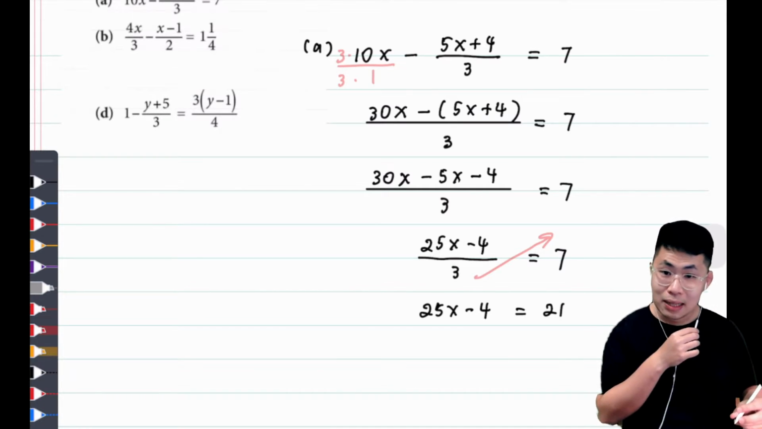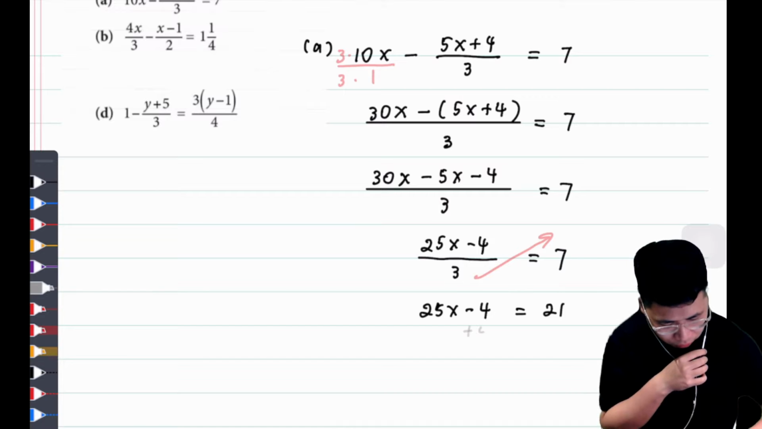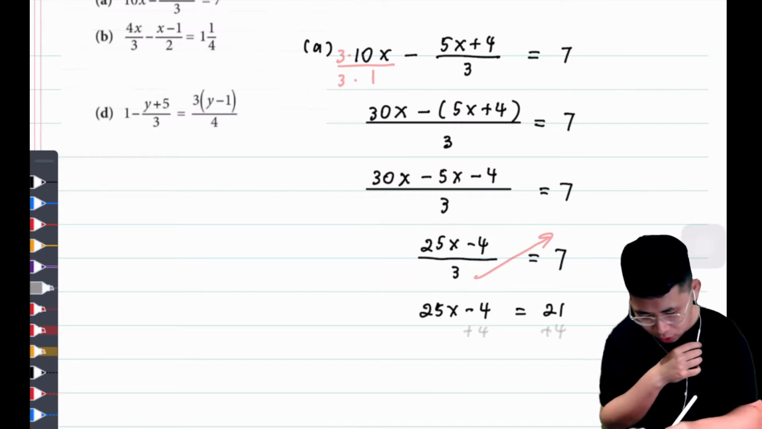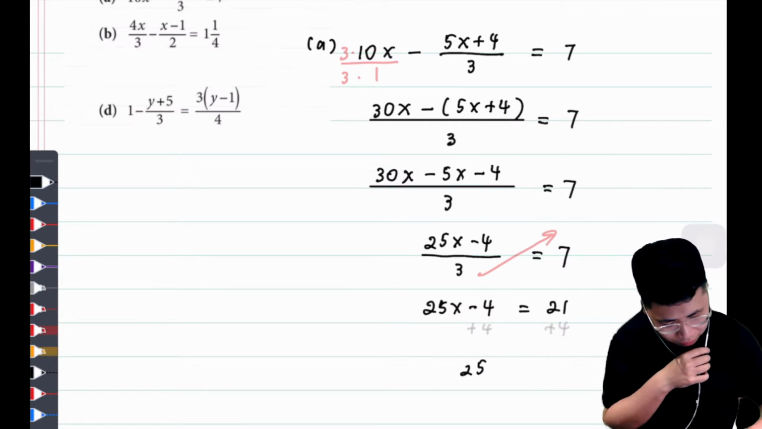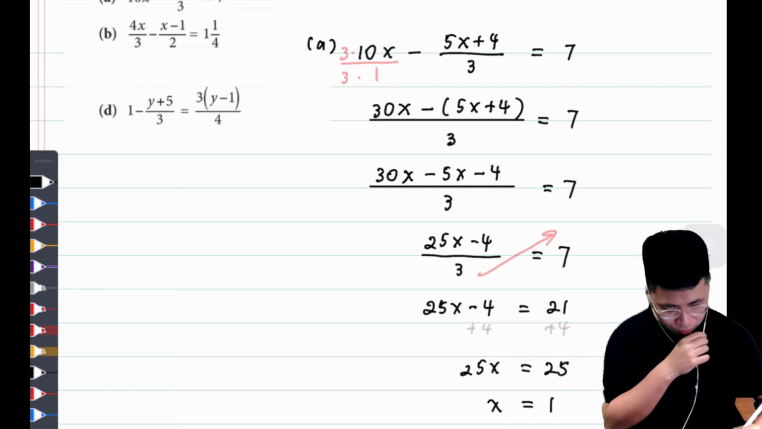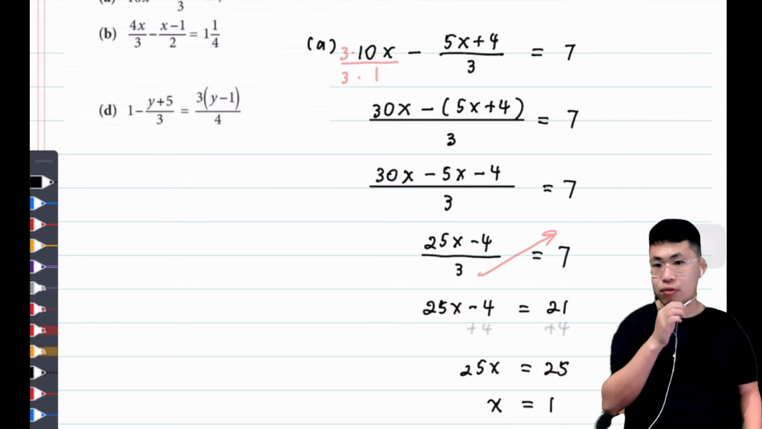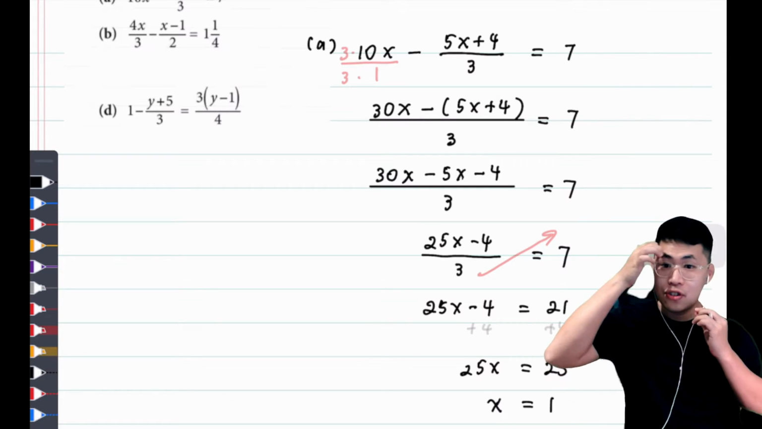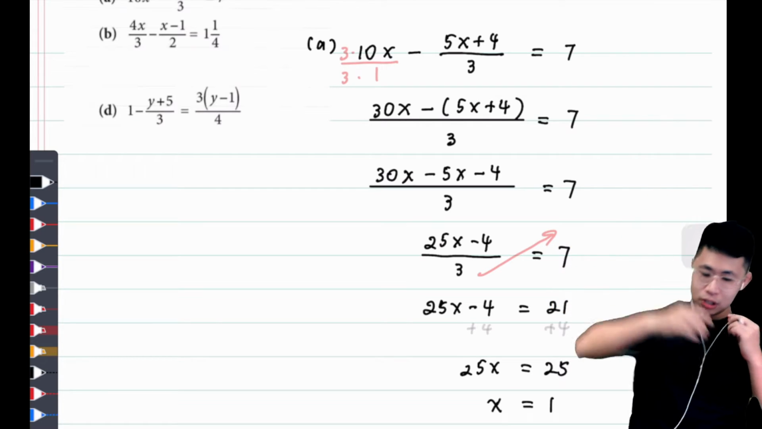So how do we balance it out? We plus 4 on the left, plus 4 on the right. So we get 25x equals 25, so x will be equal to 1. Very simple, very straightforward. The idea is just on top.